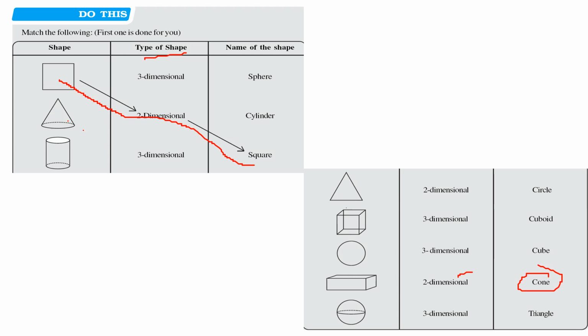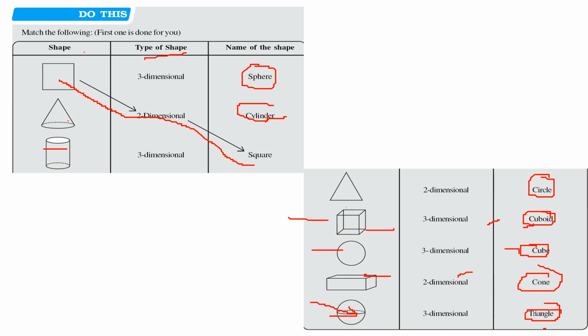Then this is a cylinder. Just mark it, cylinder. Then we have a triangle. This is a triangle. So this at the last is the triangle, and this one is a cube. This one is a cuboid. This one is a circle, right? And this one is a sphere, the first one, right? This is 2D, 3D, 3D, 2D, 3D, 2D, 3D and 3D.